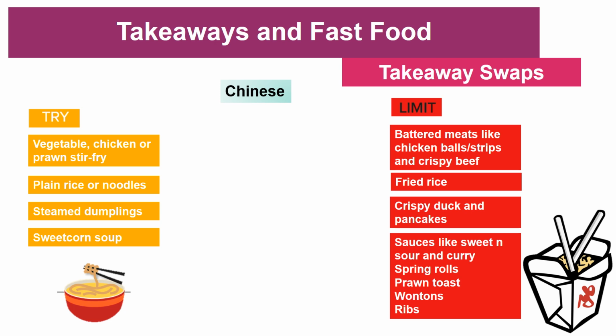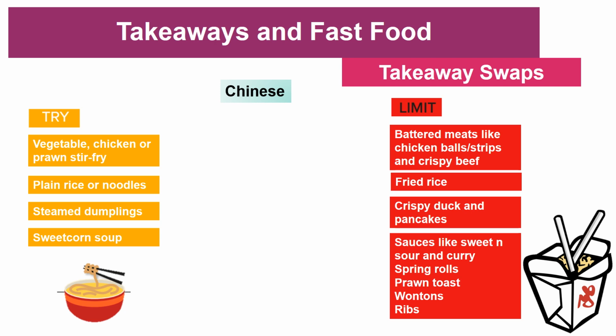Okay, so next is Chinese. Vegetable, prawn or chicken stir fries are a really good option, and you can pair these with either plain boiled rice or plain noodles. Some good side dishes also include steamed dumplings or sweetcorn soup.